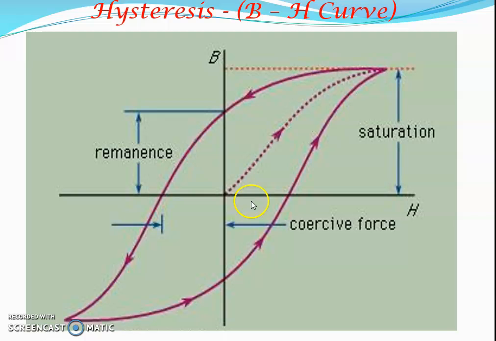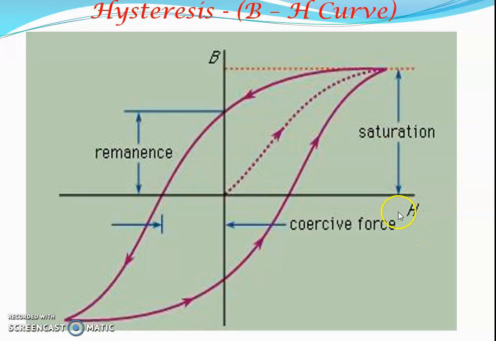When a magnetic field H is applied in the positive x direction, the magnetic induction also increases and it reaches a saturation at this point. After saturation is reached, if we still increase the magnetic field, the magnetic induction will not increase because it has already reached its maximum limit.